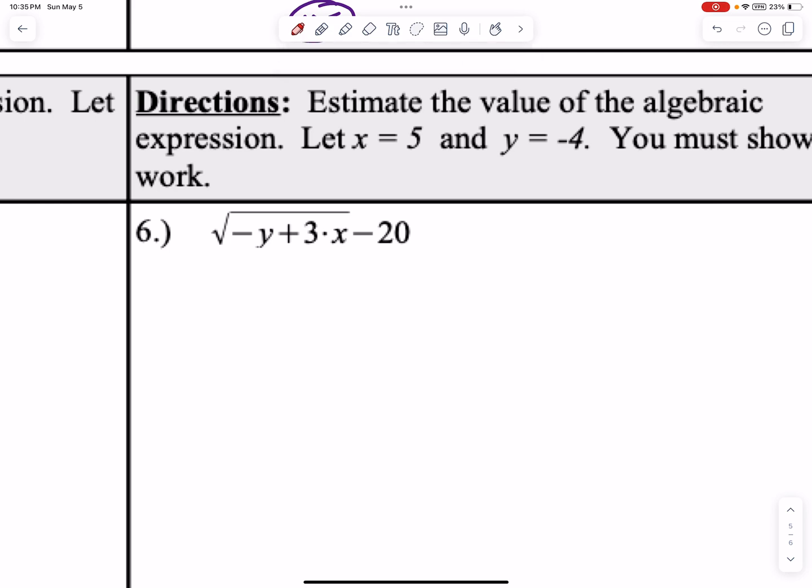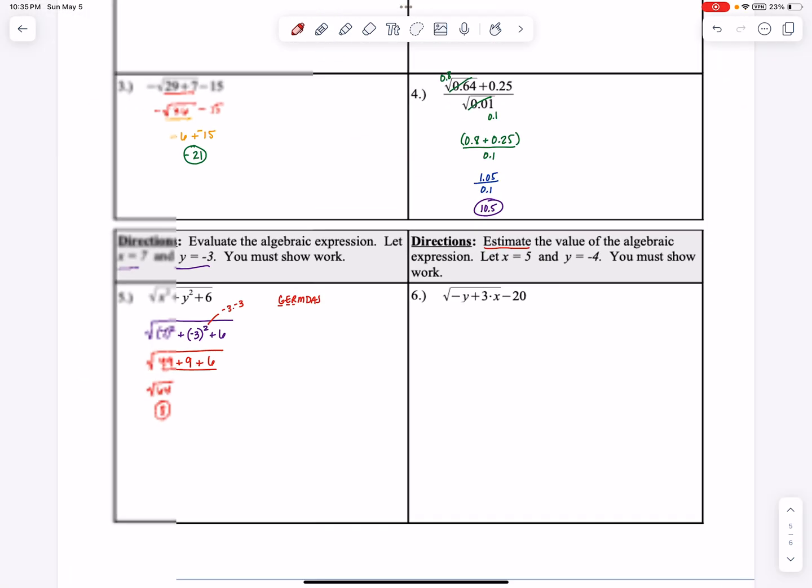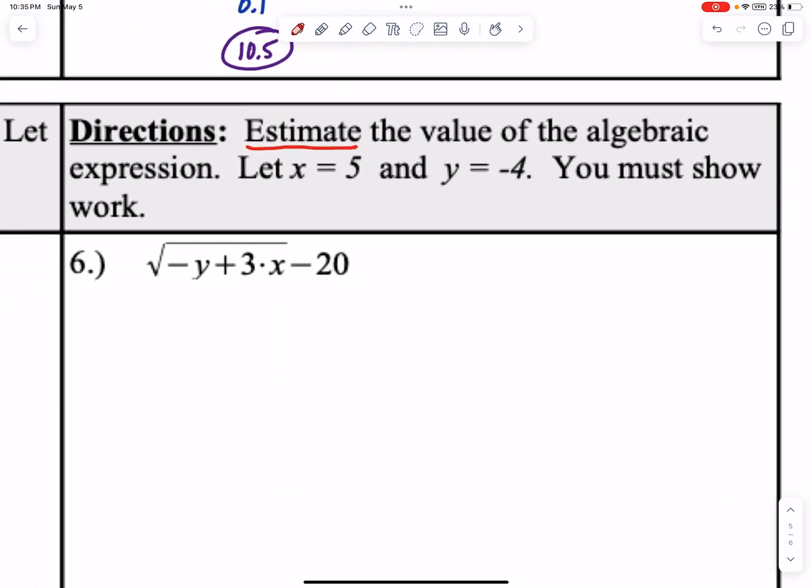evaluate this one, but notice this word, it says estimate the value. So something's going to be a little bit funky on this, I'm guessing. Notice where this cuts off and be aware of that. That's really, really important. The square root symbol does not include the minus 20 at the end. So I'm going to do a rewrite with our new information. So we have a minus, and then in parentheses, the negative 4, plus 3 times 5, and then keep it really far away, minus 20 at the end.